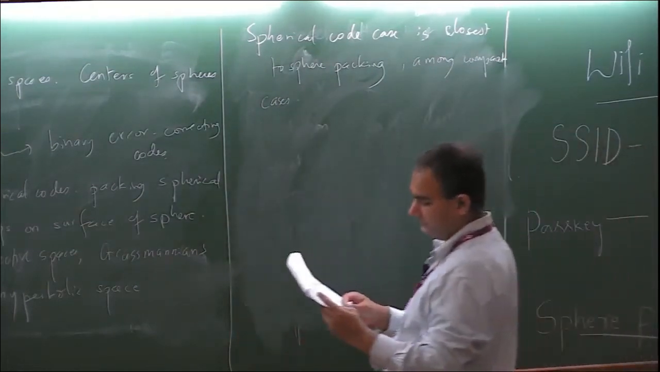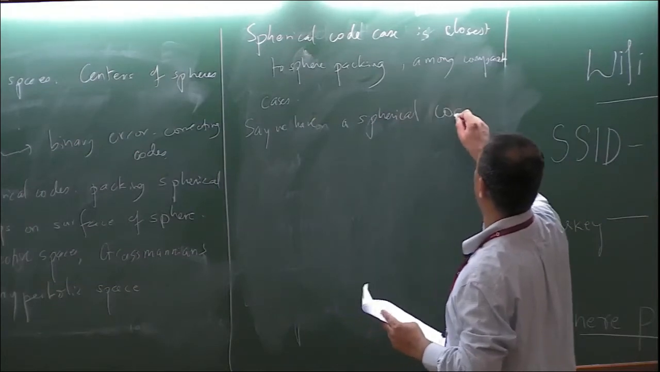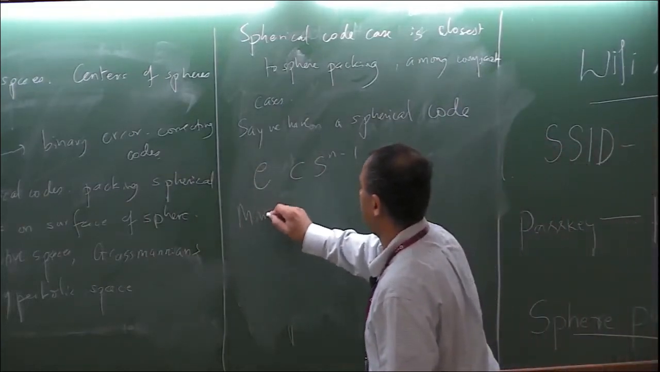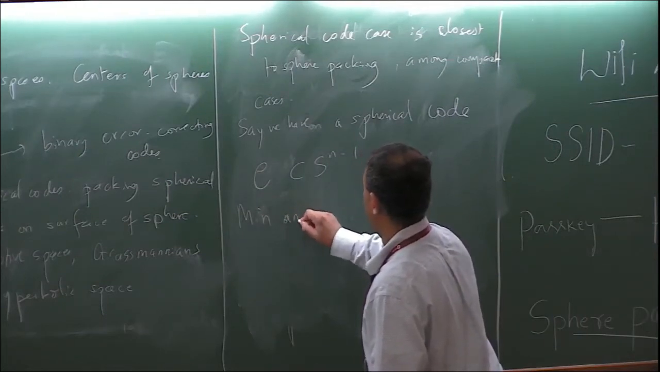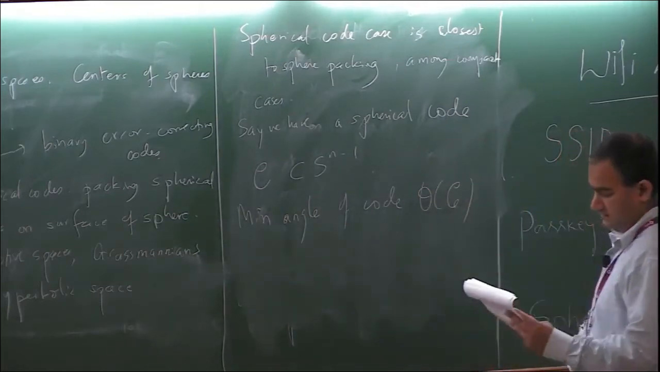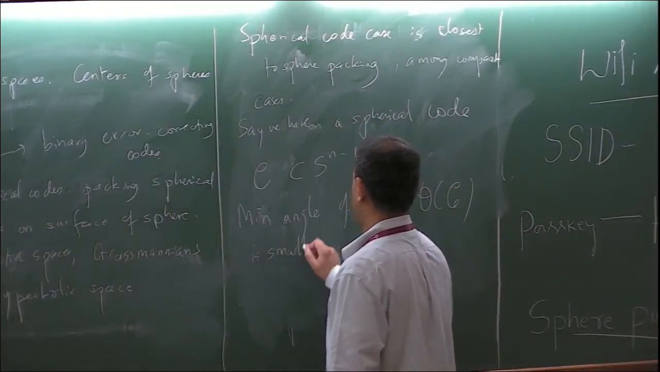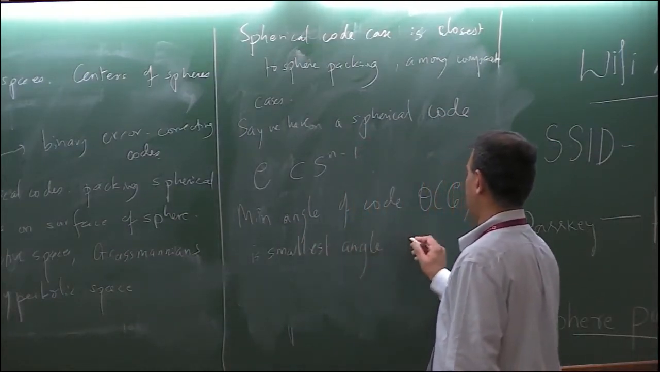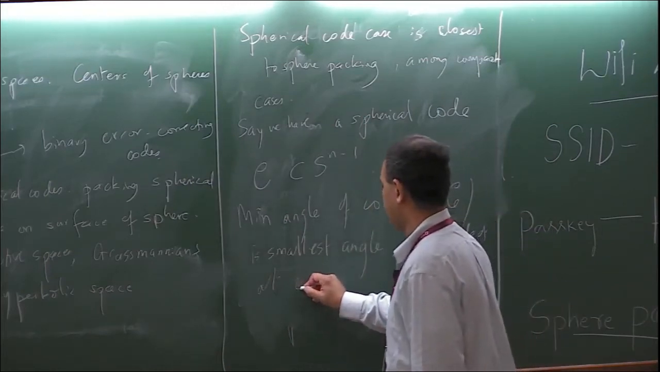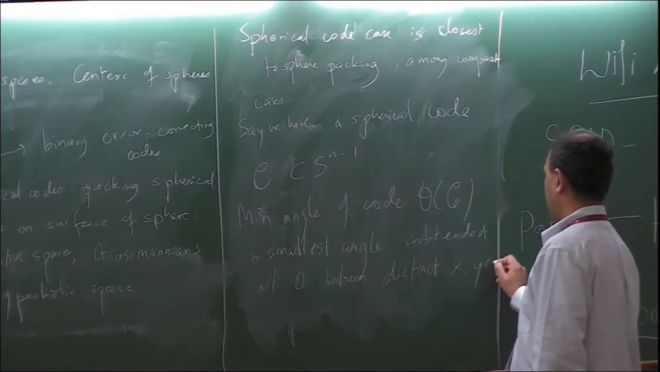So let's set up the problem a little bit. Say we have a spherical code C in S^(n-1). Then the minimal angle of the code, theta of C, is the smallest angle subtended at the origin between any two distinct points x, y in the code.